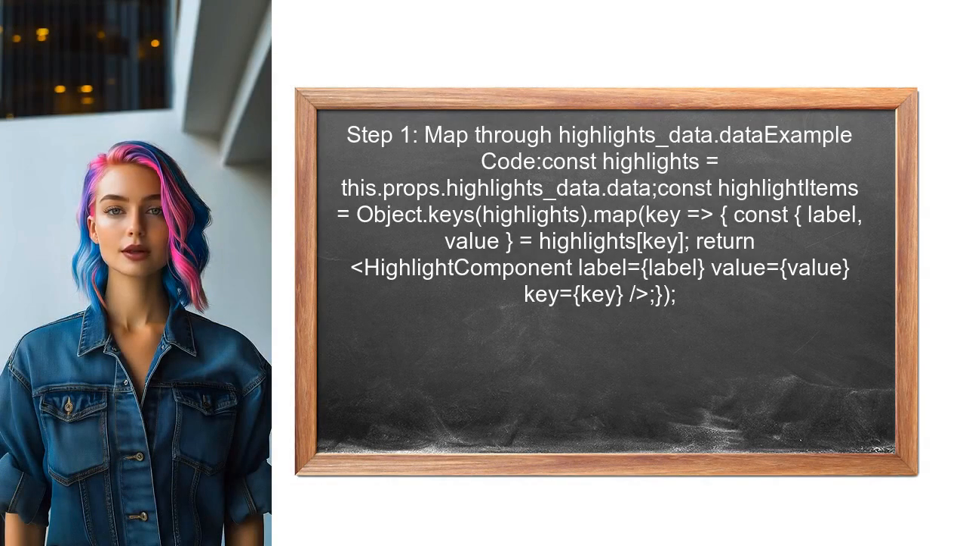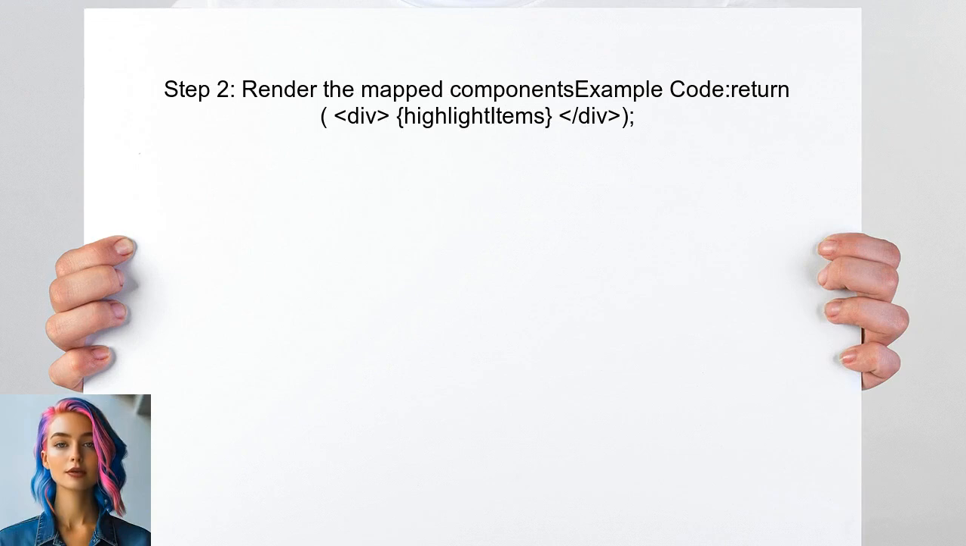To iterate over the highlights data, the user should first map through the highlights data.data object. This will allow them to access each key value pair in the object. Next, the user should render the mapped components inside the return statement of the render method. This will display each highlight component on the screen.